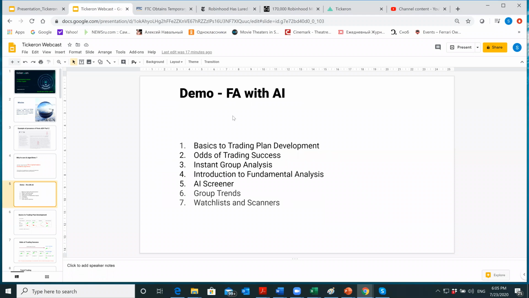So today I'm going to be talking about the fundamental analysis with AI, and you will see that it is much easier to use our interpretation of a fundamental analysis than anything else, okay? So what I'm going to do today is briefly tell you what a trading plan is. I will tell you an important thing, which we use, the odds of trading success. And if you don't know them, it's better not to trade.